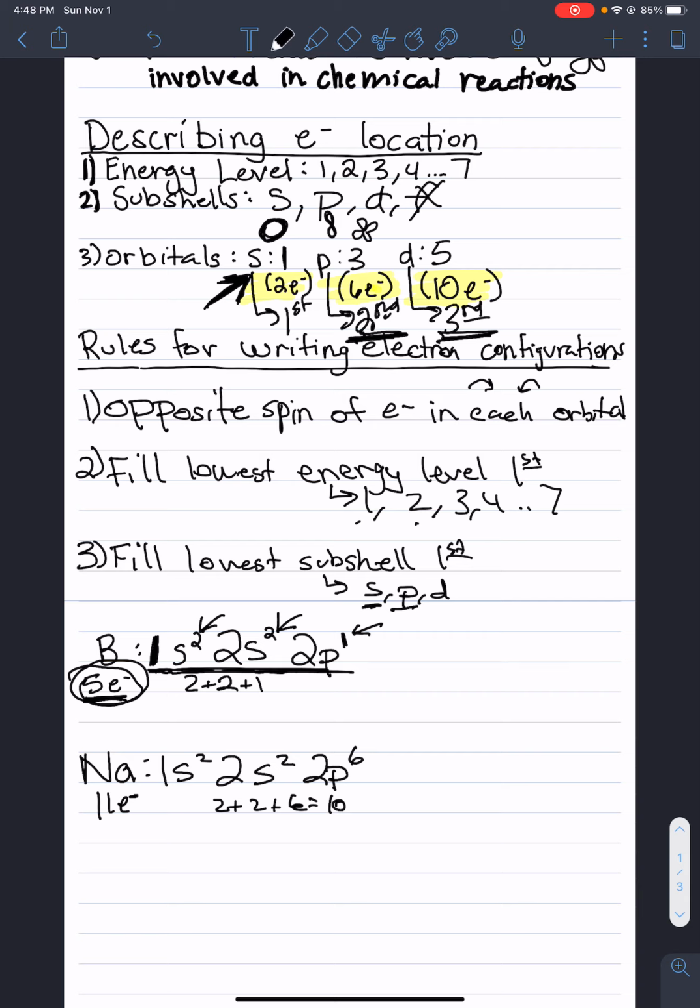So now, are we going to do a D yet? We're not going to do D yet, because remember D starts on our third energy level. So we went to 1, we went to 2, now we have to go to 3, our third energy level, and we start with S. So now we're going to have a 3s. We have 10 electrons so far, so we're just going to have a 3s1. So sodium's electron configuration is 1s2, 2s2, 2p6, 3s1.